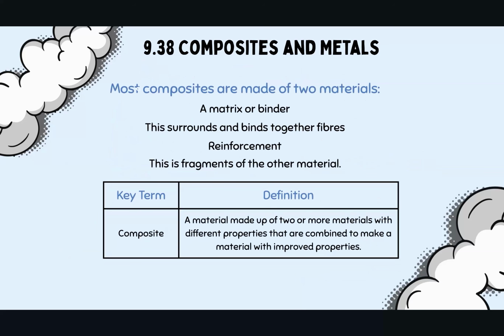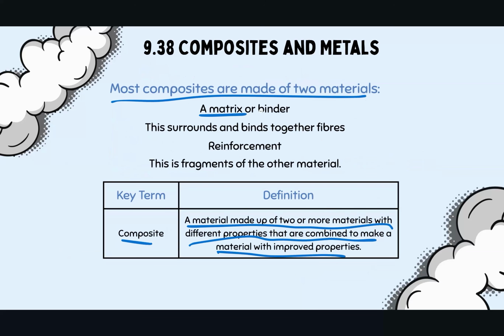Now, when we say composite, we mean a material made up of two or more materials with different properties that are combined to make a material with improved properties. So the matrix or the binder is the main material. It acts a bit like a glue. It surrounds and binds together fibers. Now, fibers we call reinforcement.